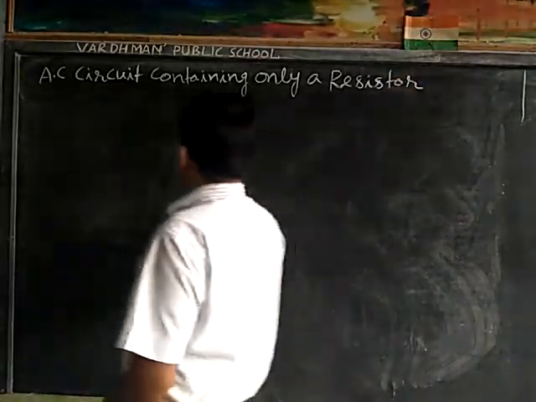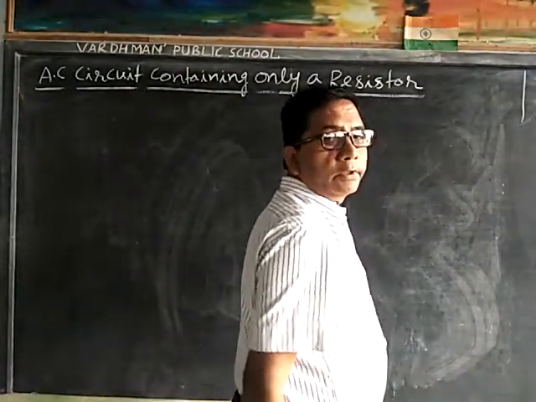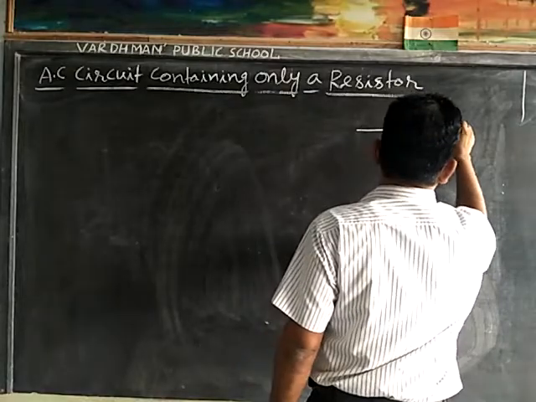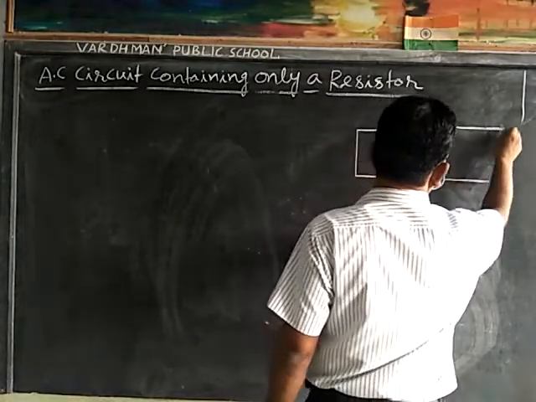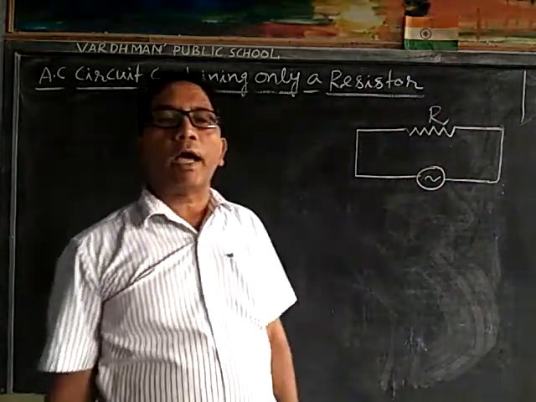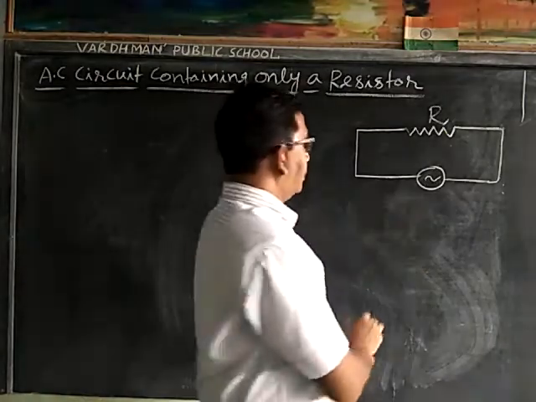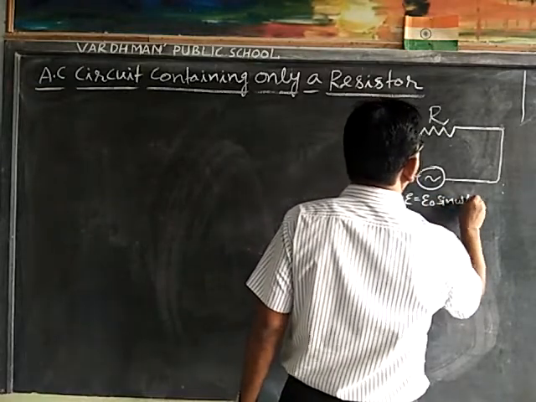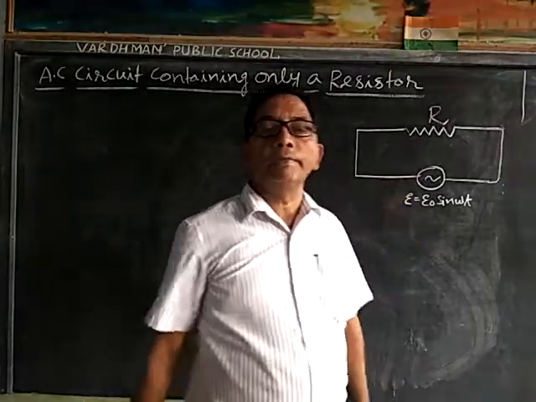AC circuit containing only a resistor. Suppose a resistor of resistance R is connected to a source of alternating EMF, that is E is equal to E0 sin omega t.